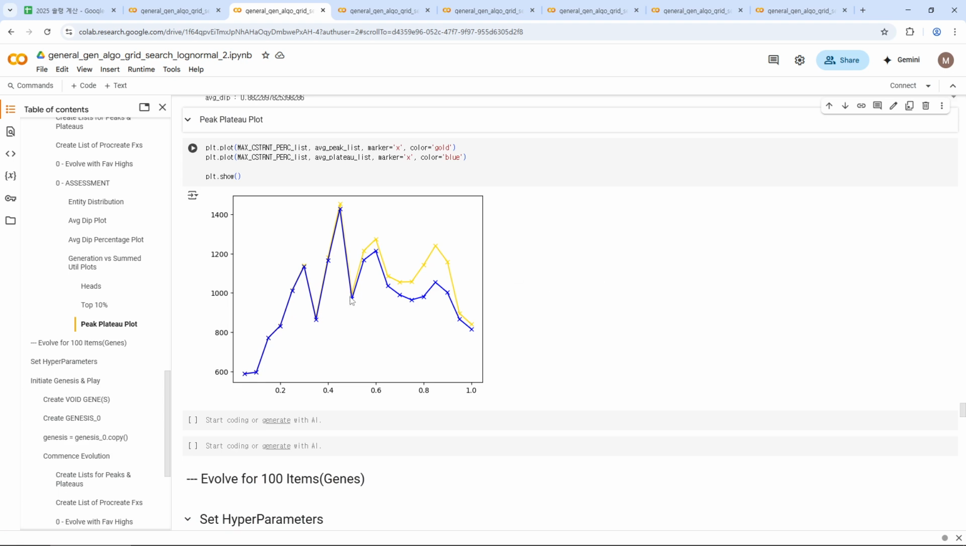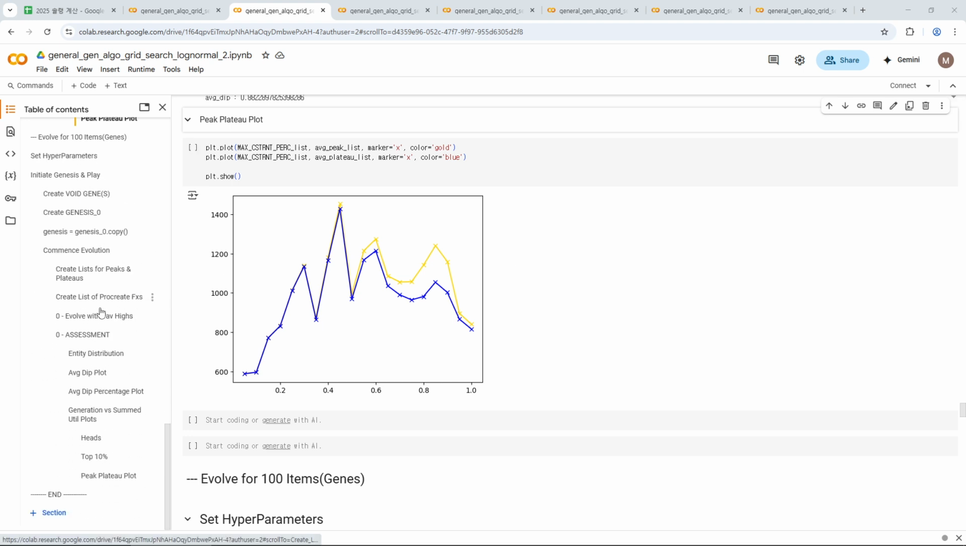Peak percentage plot, again very unusual compared to the one we got last time. Let me just bring that up. I think from log normal. No, wait. I didn't have this plot in my previous videos. I may need to rerun them. Oh my god. That's a lot of work.